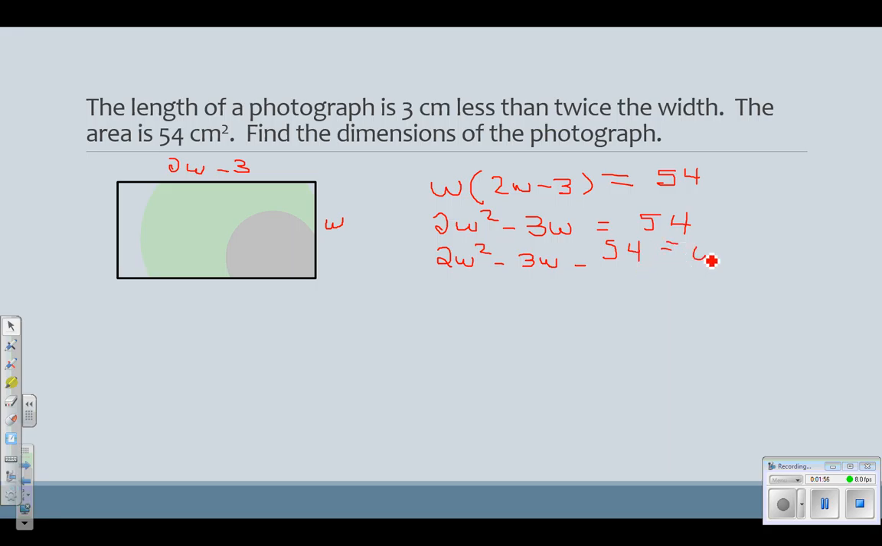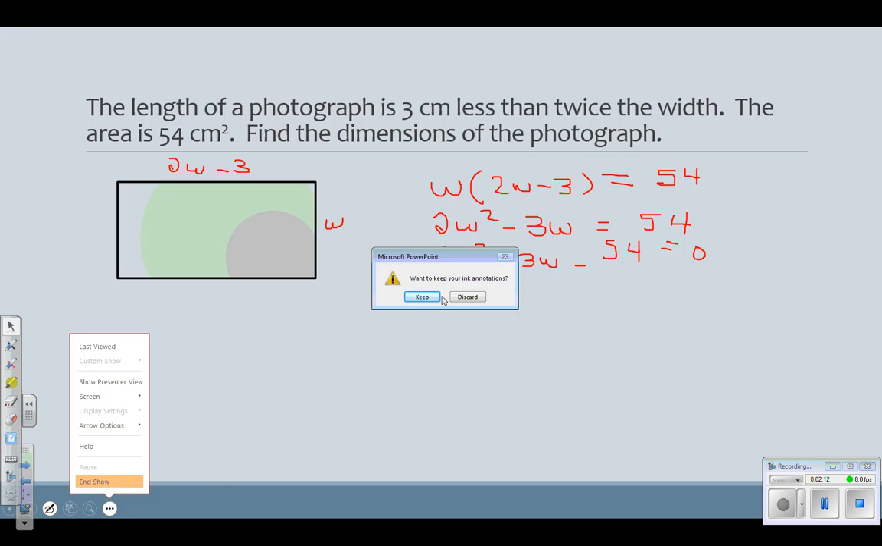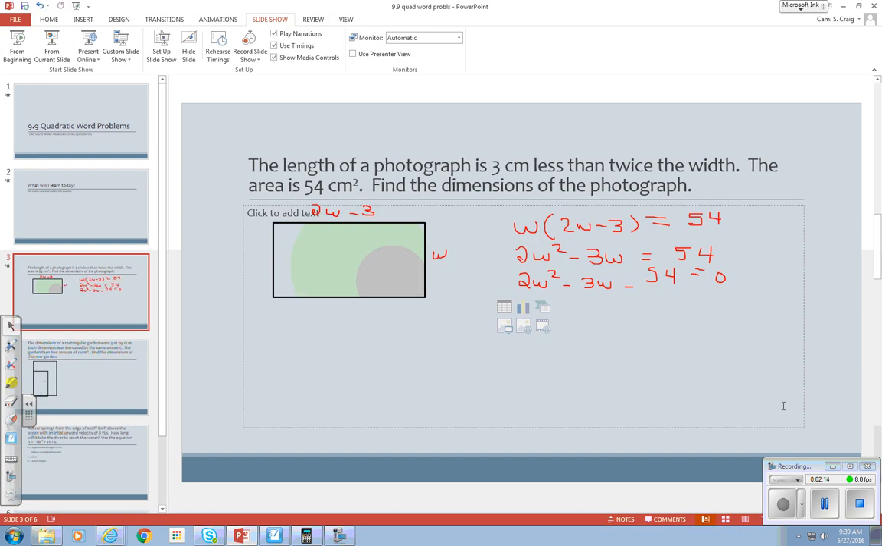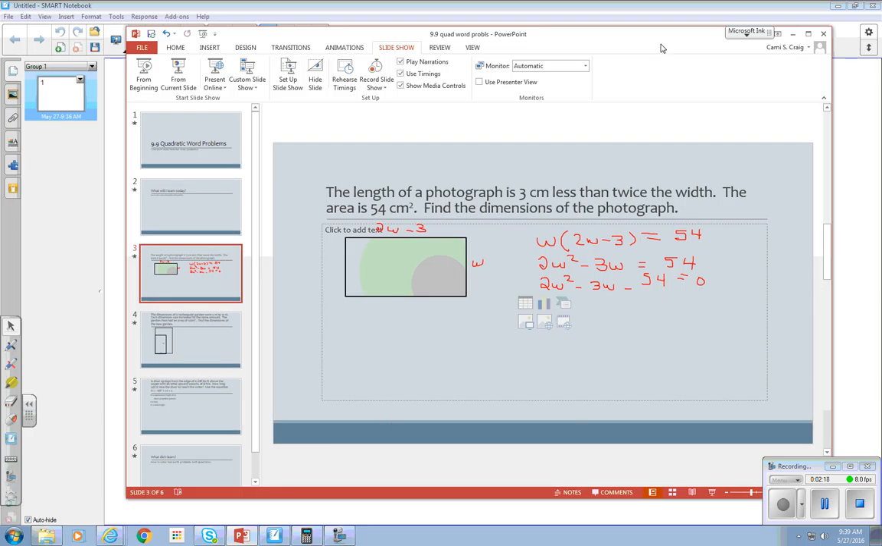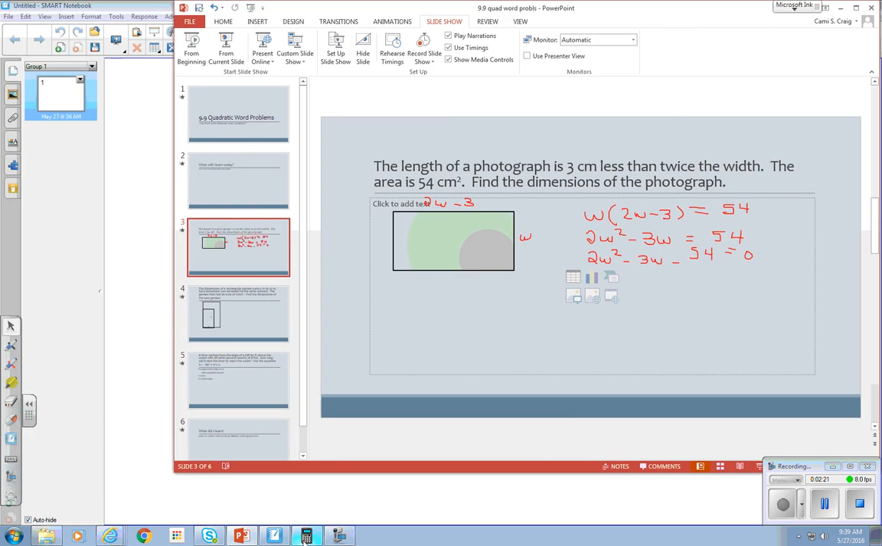Okay, at this point, I don't care if you show me the work for this. I'm not asking you to solve the equation. What I'm asking you to do is solve a word problem, and setting up the equation is probably the more important thing. So let's go ahead and use the graphing calculator to solve this.